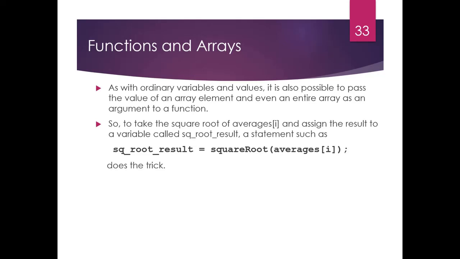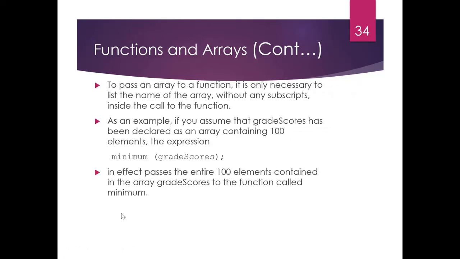A statement such as square root result equals square root is a function, and pass this averages array. This is the way of passing an array as a parameter into the function. Here, to pass an array to a function, it is only necessary to list the name of the array without any subscripts inside the call to the function.